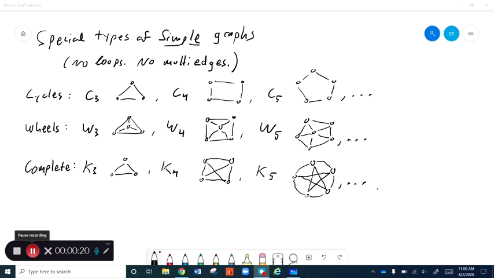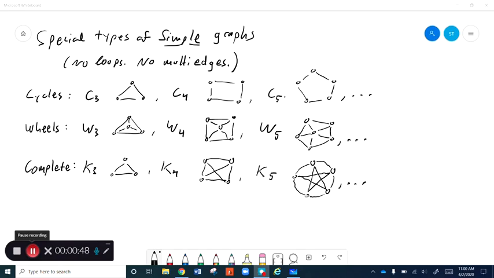A cycle is just some number of vertices, and they are all connected in like a big loop, going around from one to the other. It's like you took a string of vertices connected and then just tied them together. The way we denote the cycles is with C subscript and then the number of vertices. So C3, C4, and C5, C6, C7.